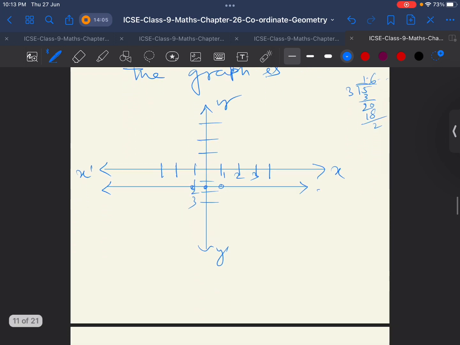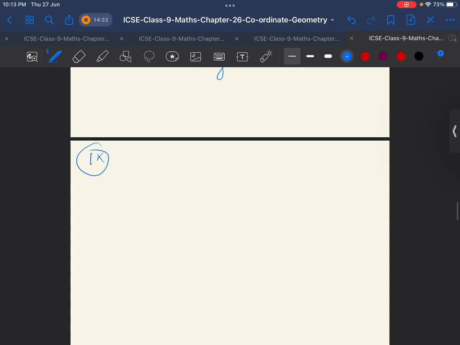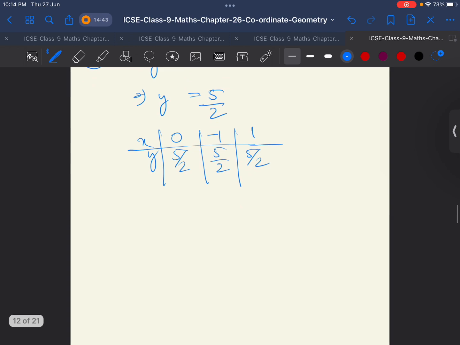Sorry, not 2y, it is 3y plus 5 equals 0. So question number 9, 2y minus 5 equals 0 implies y equals 5 by 2. Now the table is y: 5 by 2, 5 by 2, and 5 by 2, then x is 0, minus 1, 1.